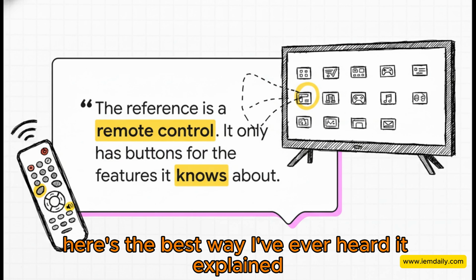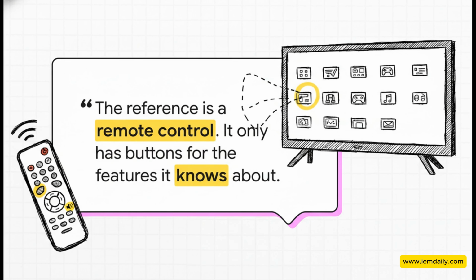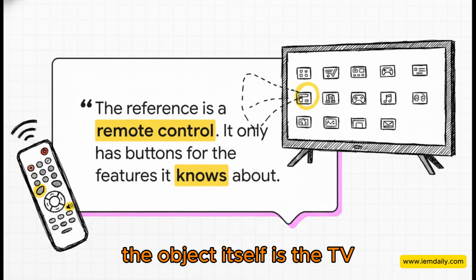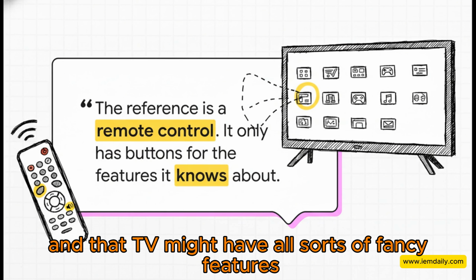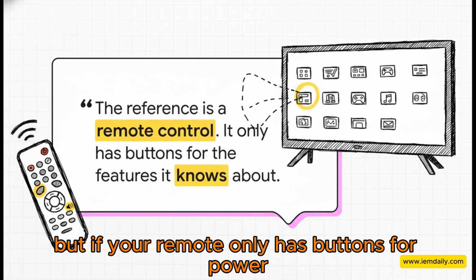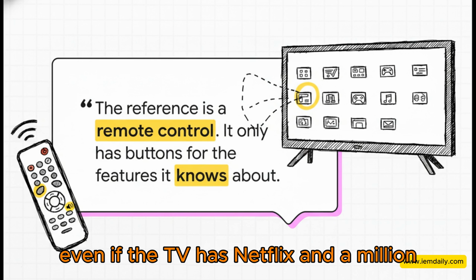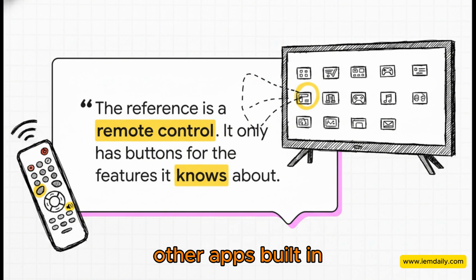Honestly, here's the best way I've ever heard it explained. Think of that reference variable as your TV remote. The object itself is the TV, and that TV might have all sorts of fancy features. But if your remote only has buttons for power and volume, well, that's all you can do, even if the TV has Netflix and a million other apps built in.